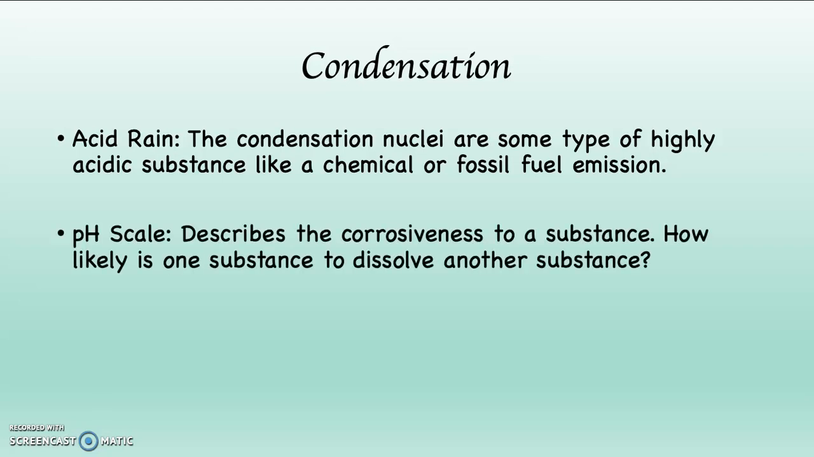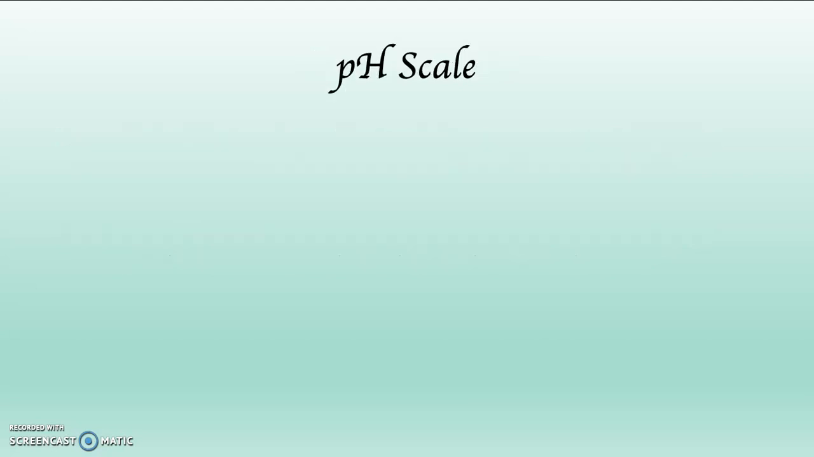In order to understand this, we have to go through a little bit of what the pH scale is about. pH, if you want to technically know what it means, potential hydrogen, but you don't need to know that. Anyway, the pH scale describes the corrosiveness of a substance. In other words, how likely is one substance when it's applied to another substance, how likely is it to dissolve or destroy or alter that substance?